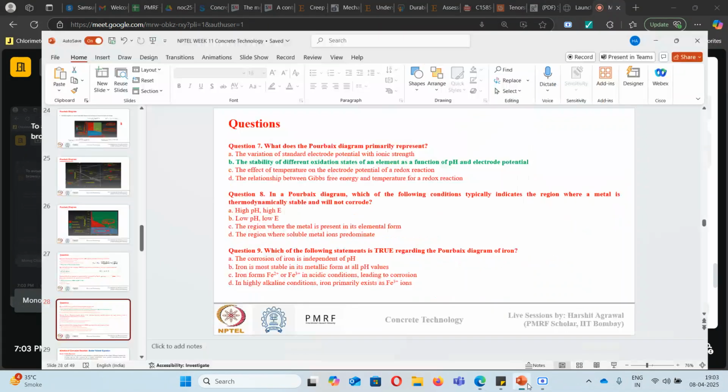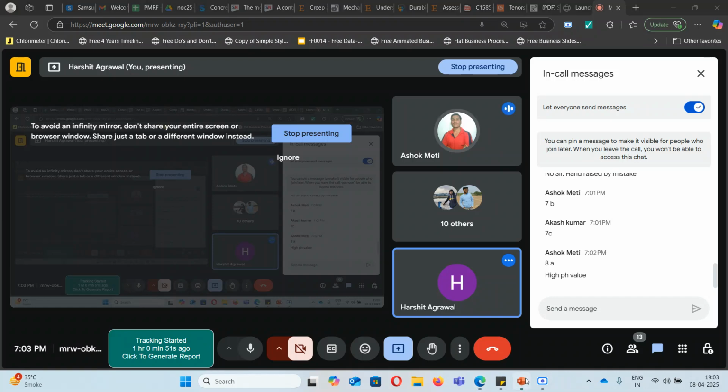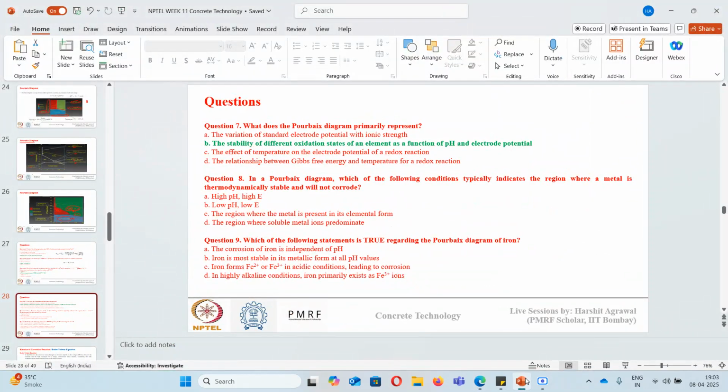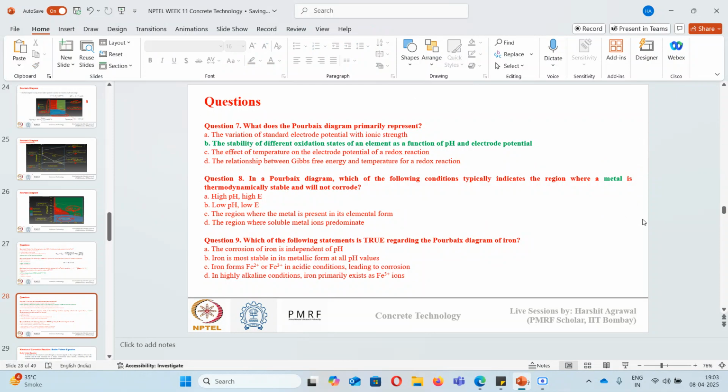High pH value, sir. Can anyone else tell the answer? If concrete is having a high pH value, then steel will be more stable. I am not talking right now about steel, or even concrete. I am talking in general about any metal. It can be copper, nickel, iron, aluminium, zinc, anything.